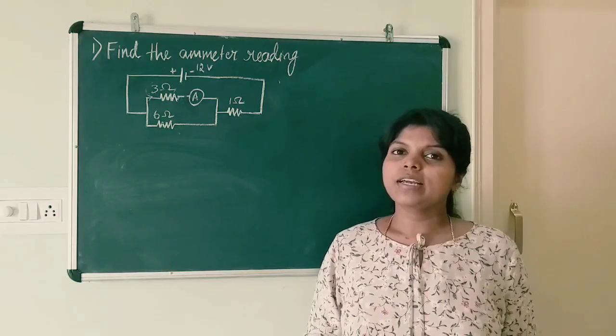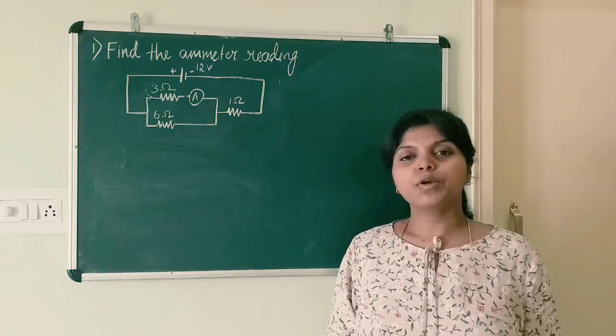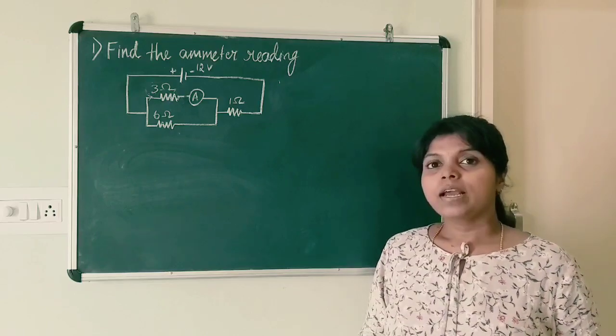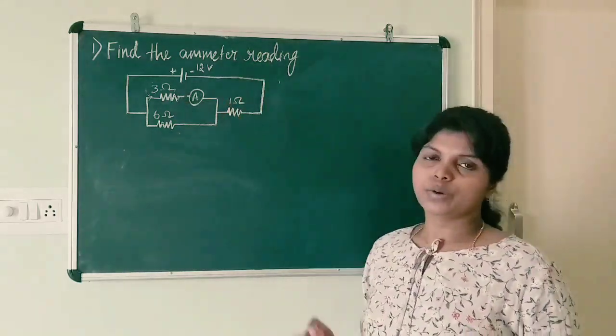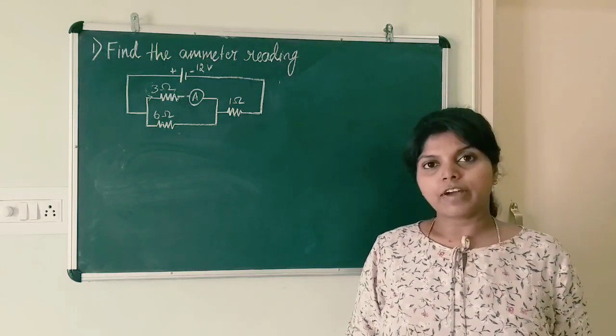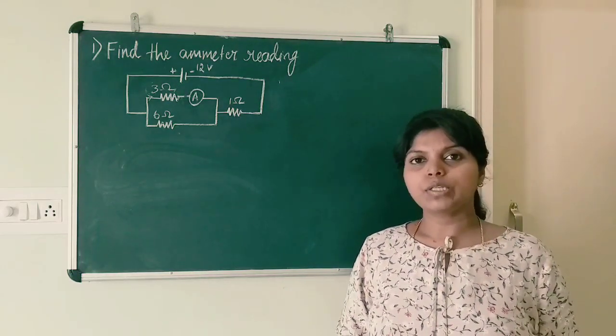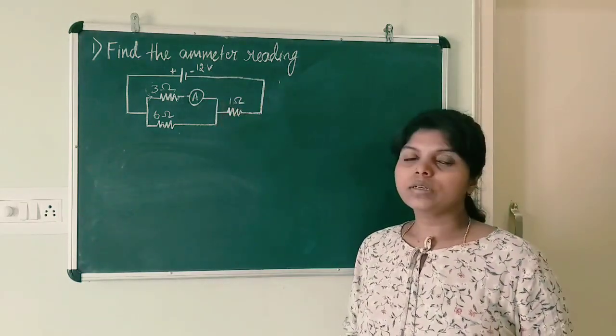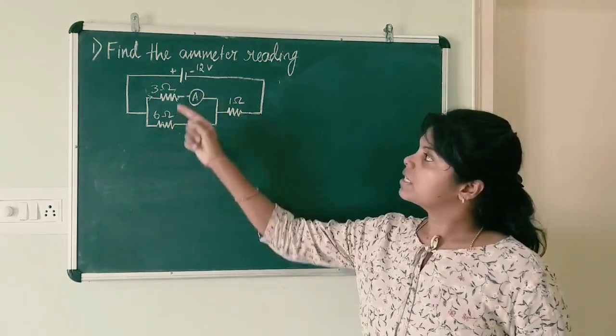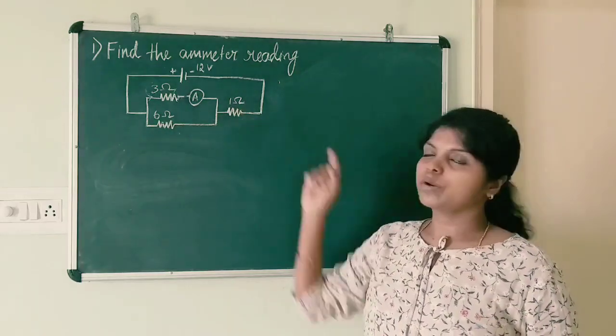Everyone. Today in this video we are going to solve some numericals on the chapter electricity. Here the first question is: find the ammeter reading in this electrical circuit. We know ammeter is a device which is used to find the current flowing through a conductor. We have potential difference, that is 12 volt, 3 resistors with resistance 3 ohm, 6 ohm and 1 ohm.